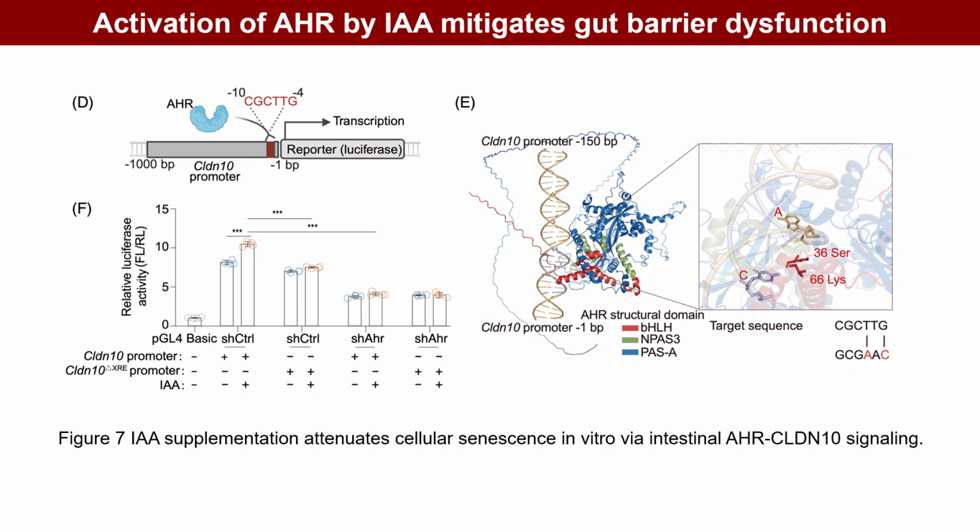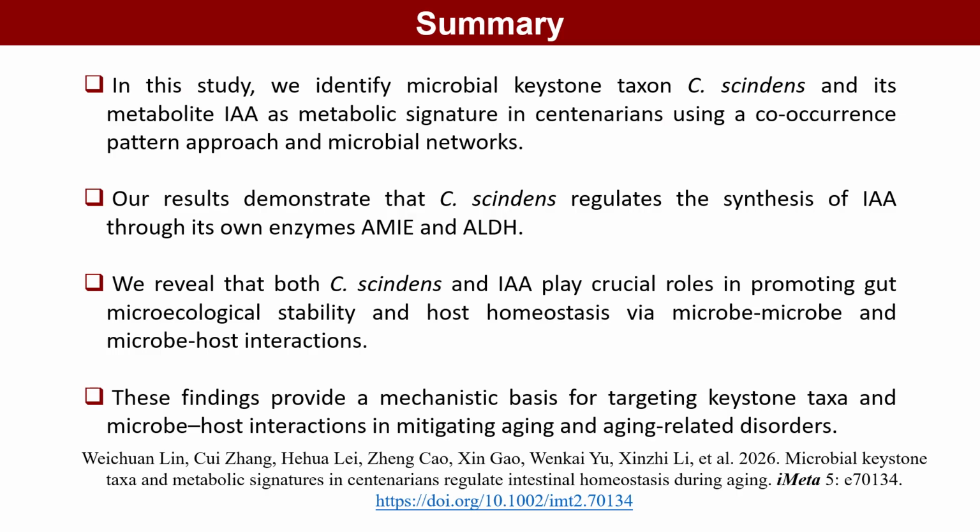Summary: this study identifies Clostridium scindens as a microbial keystone taxon and IAA as a metabolic signature in centenarians. C. scindens produces IAA through AMI and ALDH, and the C. scindens IAA-AHR Claudin-10 axis helps maintain gut microbial stability and intestinal homeostasis during aging.